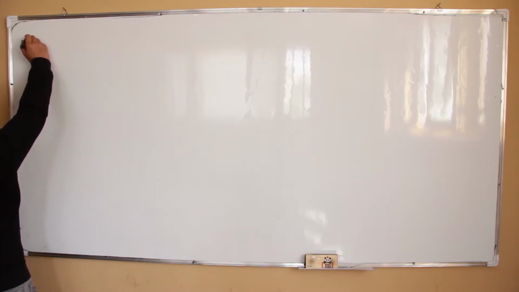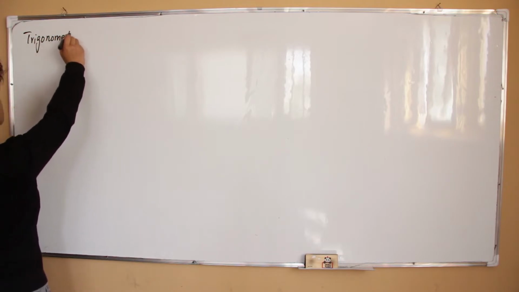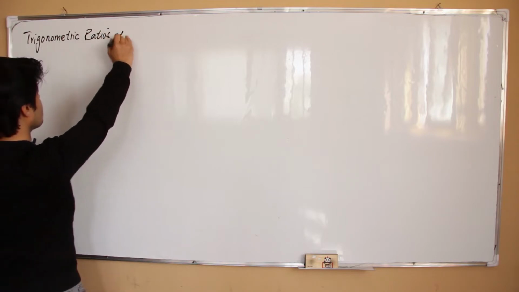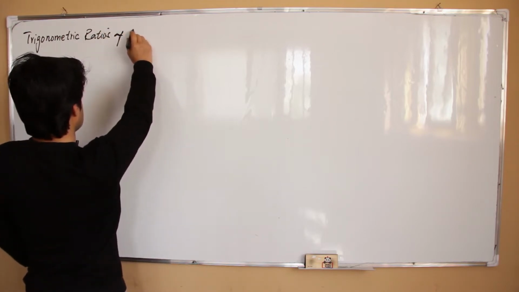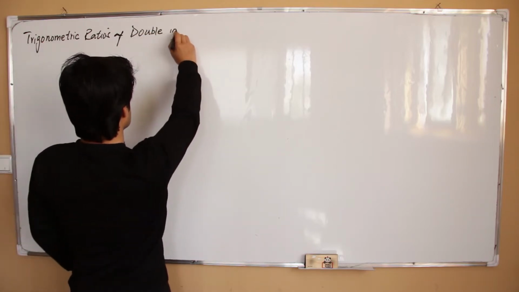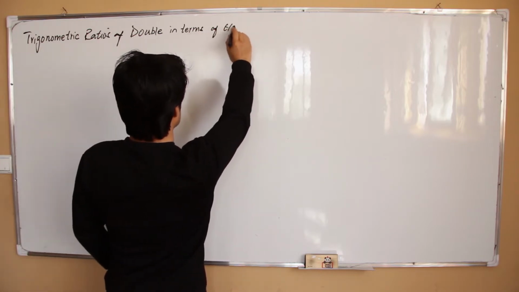Defining the trigonometric ratios of double angles, double in terms of half angle.